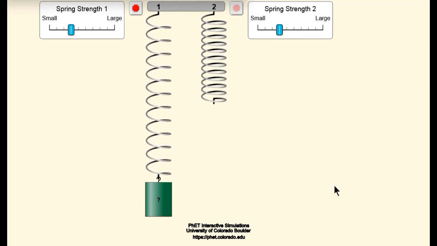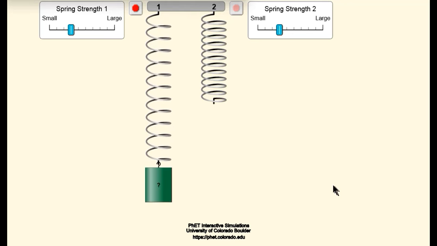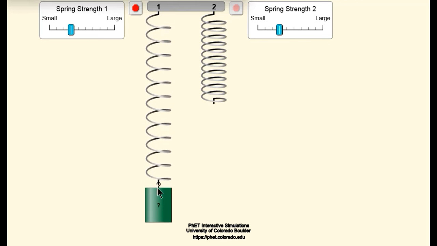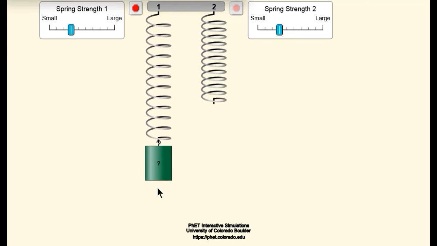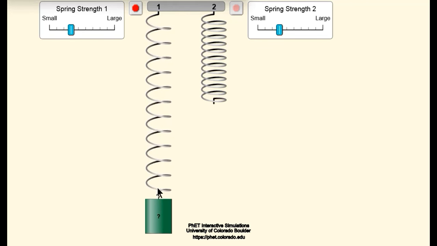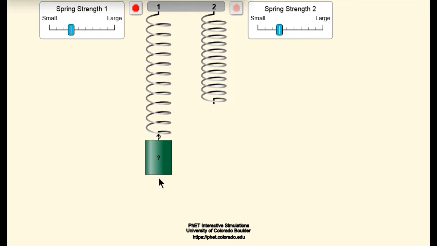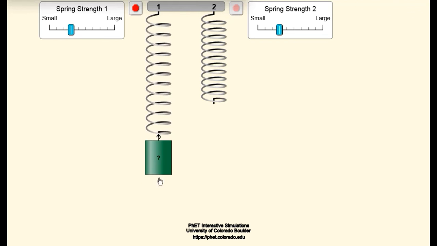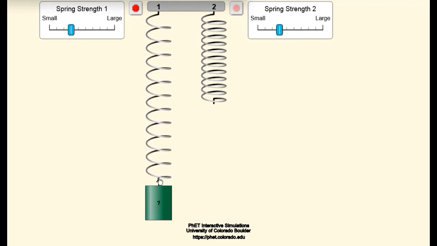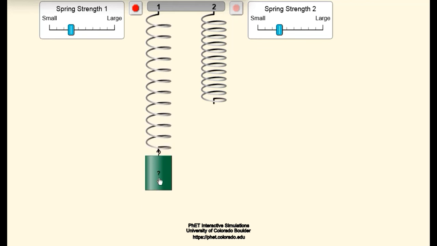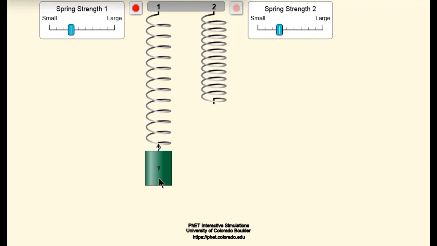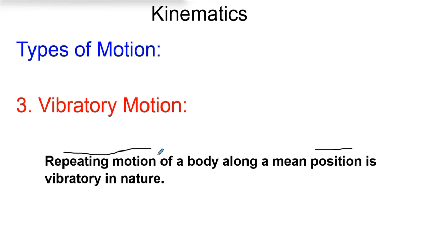And what do you think is the type of this motion? You see, it is repeating its motion, and then there is a mean position somewhere around. There you can see my pointer. So that mean position is somewhere there, and then it goes up and down, up and down. And of course, every time it goes up and down, it passes through the mean position. So this is also a vibratory motion. Can you figure out another example of vibratory motion? So this is all about vibratory motion.